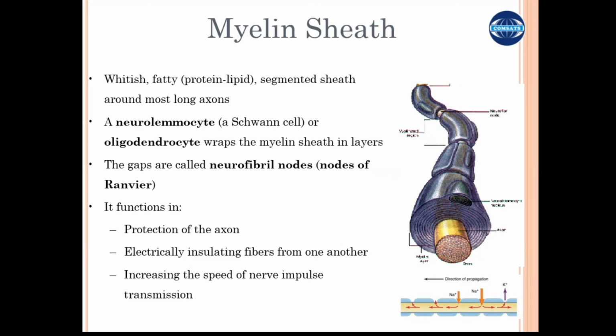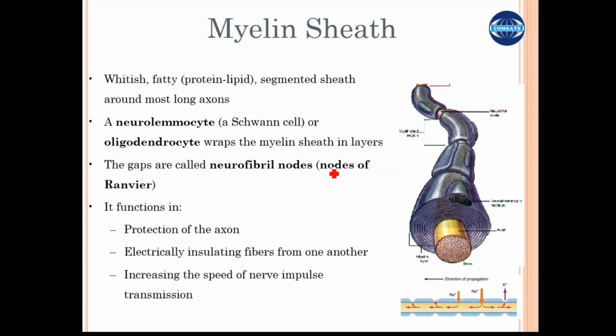So as I explained, an axon in the neurons is wrapped in the myelin sheath, which is a whitish, fatty protein-lipid segmented sheet around most long axons. It is formed by a neurolemmocyte, or the Schwann cell, which is a specialized neuroglial cell. Neuroglial cells are those cells which are not neurons but are part of the nervous system. So this is a specific type of nervous cell called the Schwann cell.